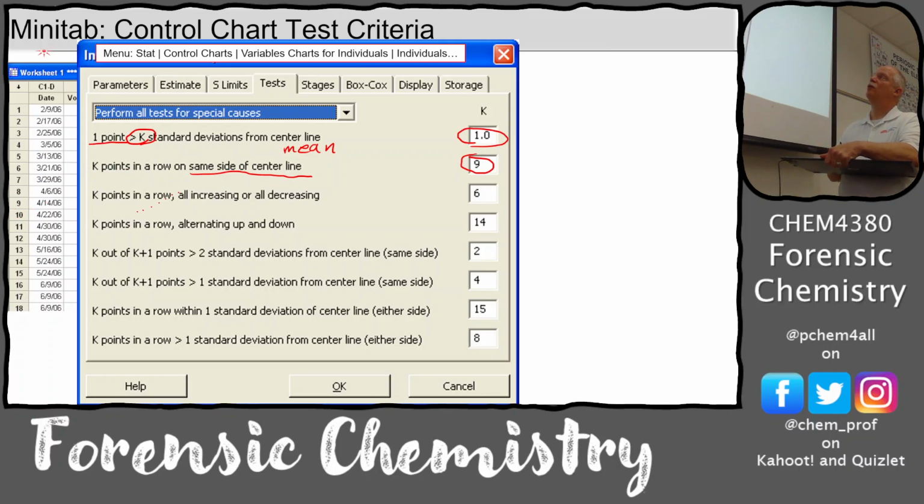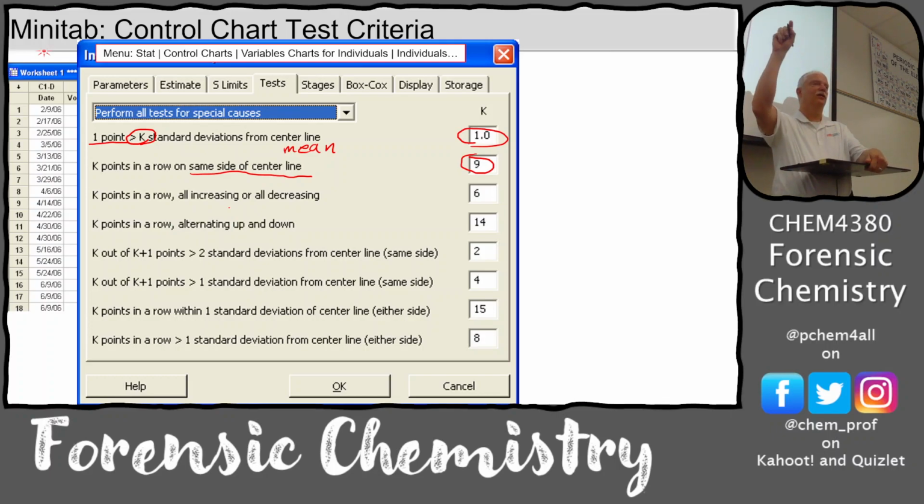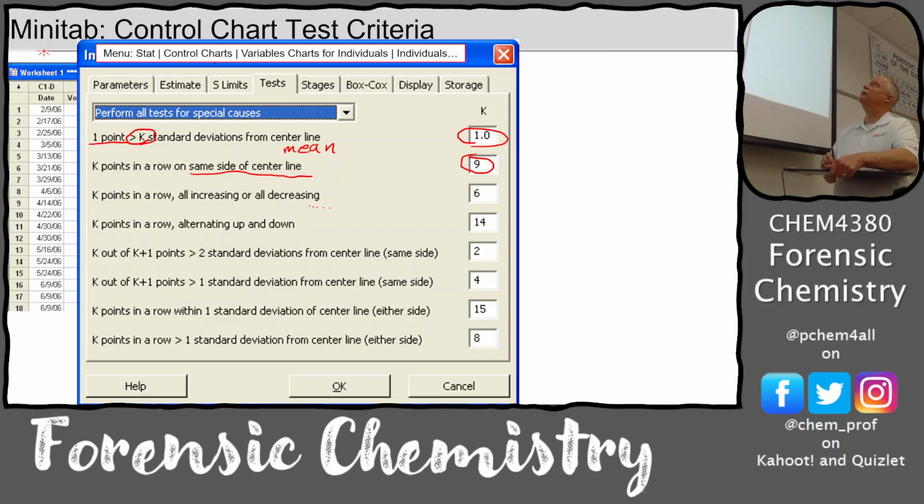Here's K points in a row, all increasing or all decreasing. Notice how that's different than just being on one side of the mean. This is a real drift. It's this point, and then the next one's higher, the next one's higher. This one can be starting negative and creeping up to positive, or vice versa. It's not even picking the sign of the point. It's just, was this point larger than the last one? And the next one larger than that one? And the next one larger than that one? So this would be 6 points, all increasing.